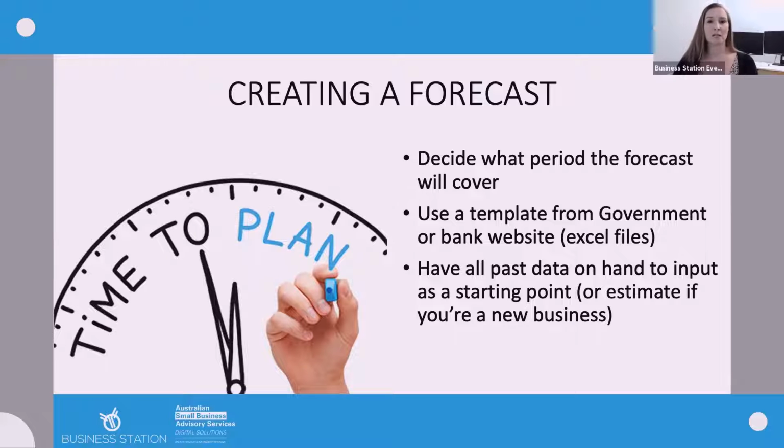Now, the templates on the Australian Government website do have both a monthly and a weekly. Obviously, weekly then becomes a lot more detailed because you're really plugging everything in for specific time periods. So keep that in mind.